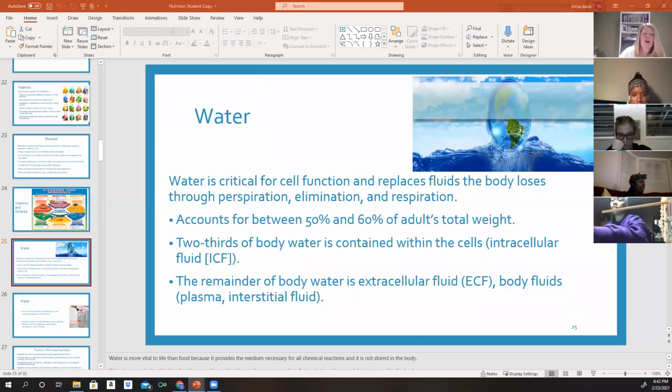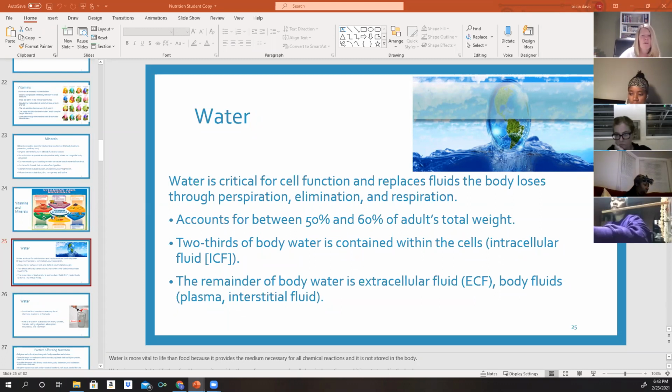So water. Water is more vital to life than food because it provides the necessary medium for all of the chemical reactions in our body, and we don't store water in our body. Water is crucial for cell function. It replaces fluids that the body loses through perspiration. So when we're sweating, when we have a fever, or if we're exercising, through elimination, and then through respiration when we're breathing. It accounts for 50 to 60% of our adult total weight.